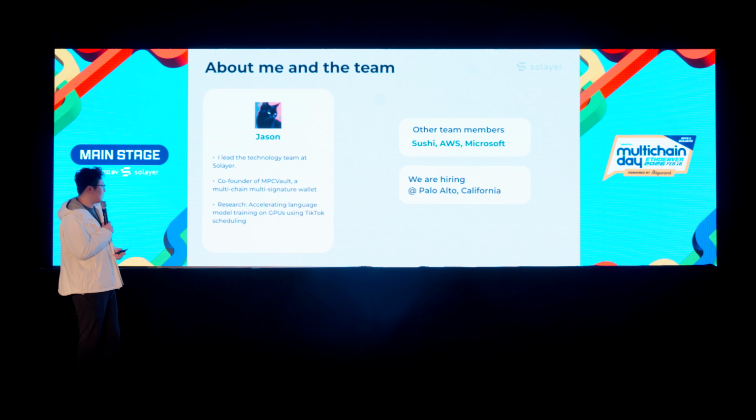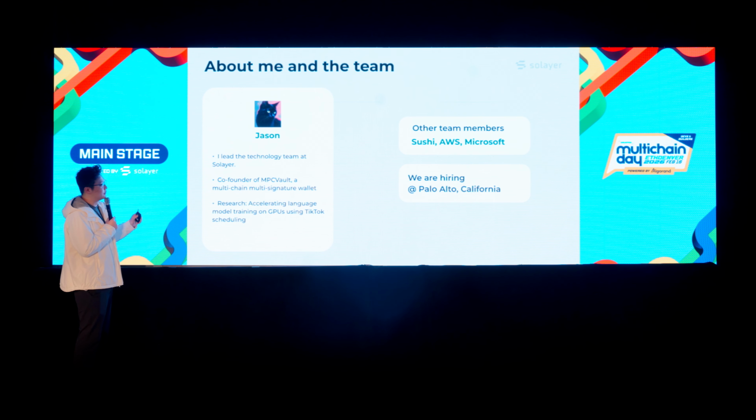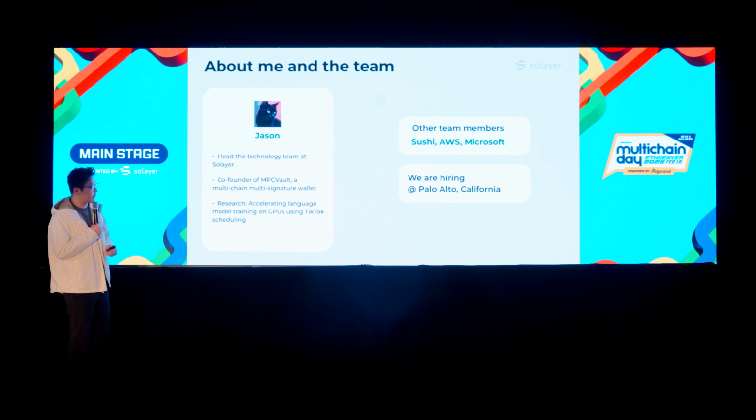In addition to Solayer, I'm also the co-founder and tech person for MPC Vault, which is a multi-chain, multi-signature wallet. So a lot of MPC stuff and different abstraction layers for orchestration for different chains. We've integrated over, I think, like 20, 30 chains right now. So we're very familiar with how each different chain works. And that experience also informs chain design as we're building out Solayer chain, which is SVM based. Prior to that, I did some ML and cryptography work.